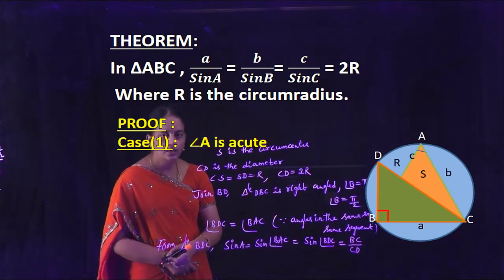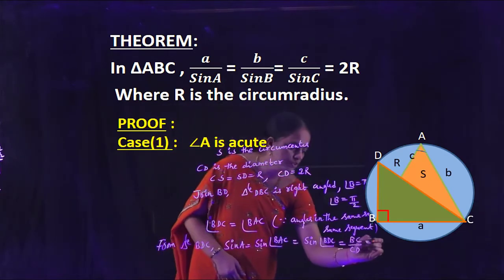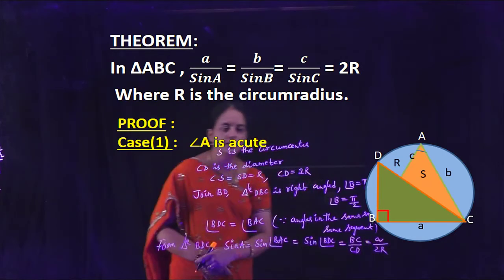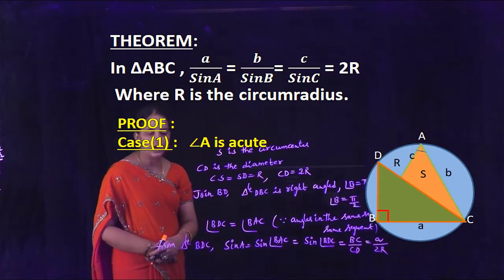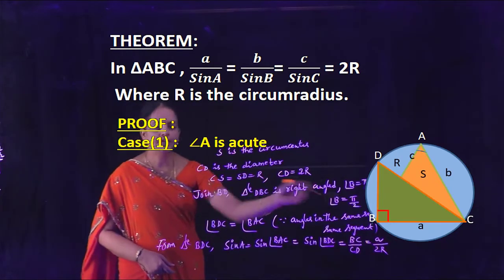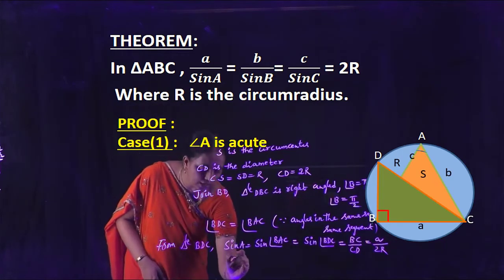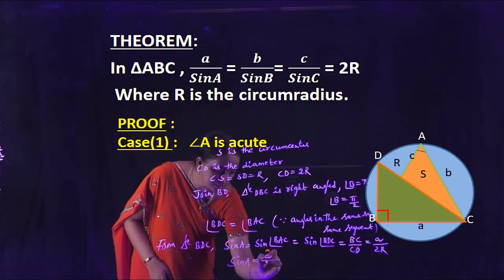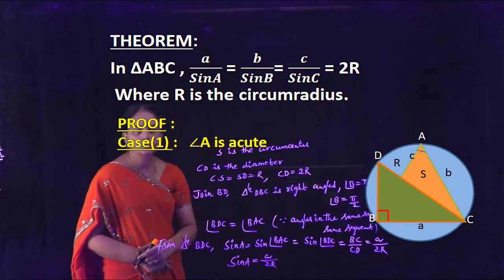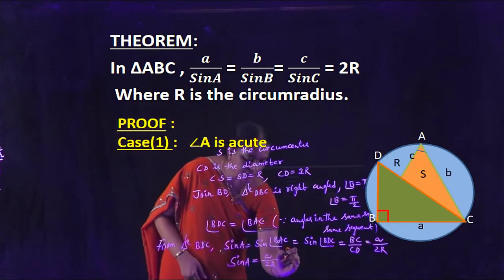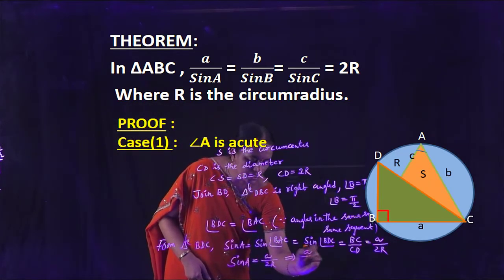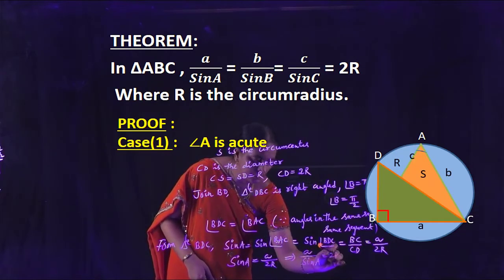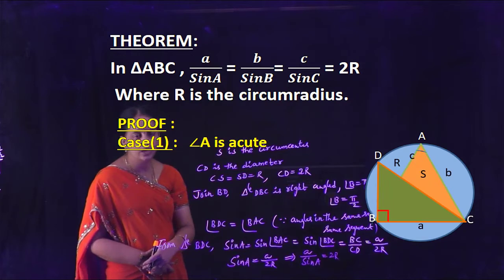And we know that BC is equal to small a, and CD, that means diameter, is equal to 2R. Therefore, sin A is equal to a by 2R. From this, we can write a by sin A is equal to 2R.